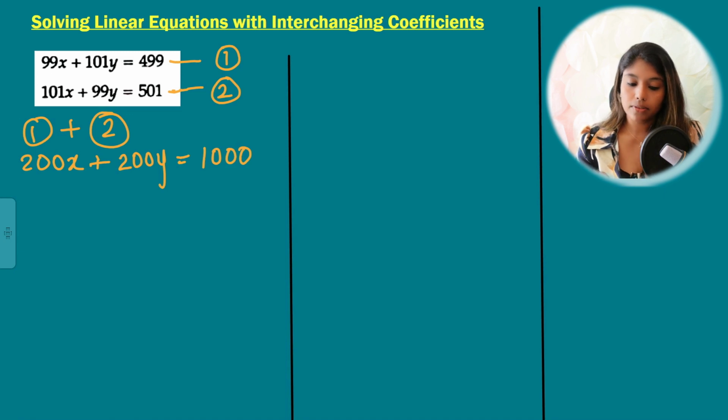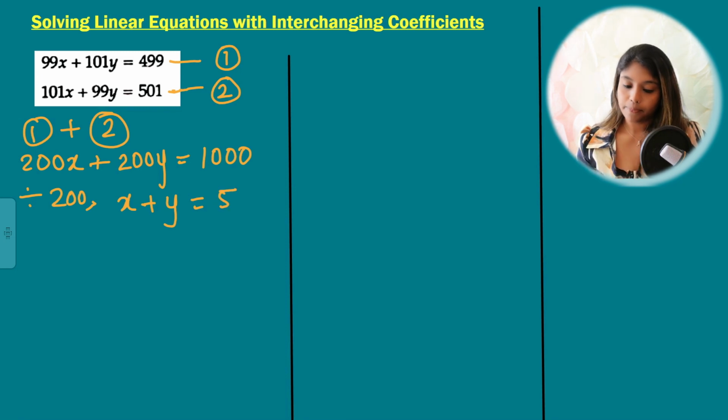Now when I observe the numbers in the equation, I can see that all of them are divisible by 200. So I reduce this equation by dividing the entire equation by 200. When I divide the entire equation by 200, I get x plus y, and I know that 200 times 5 is 1000, so that's a 5. And I mark this equation as equation 3.